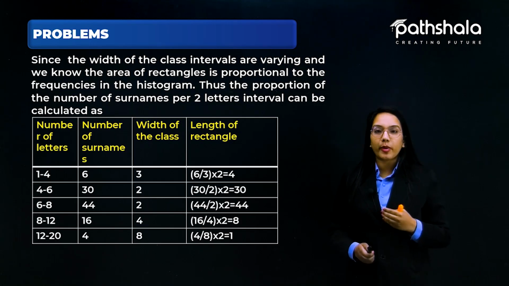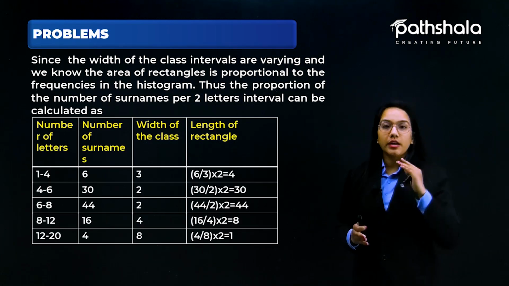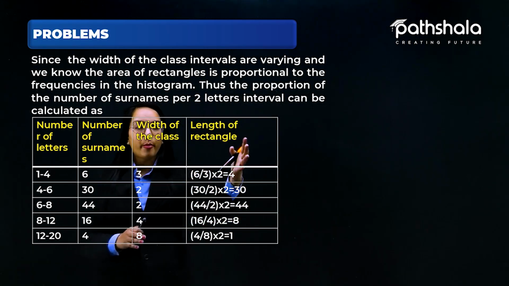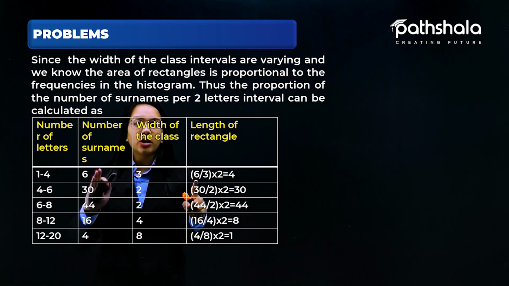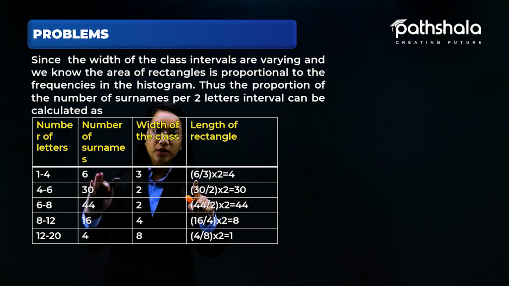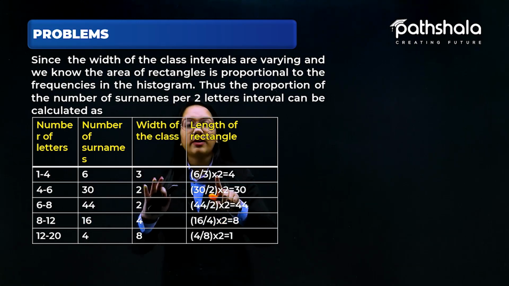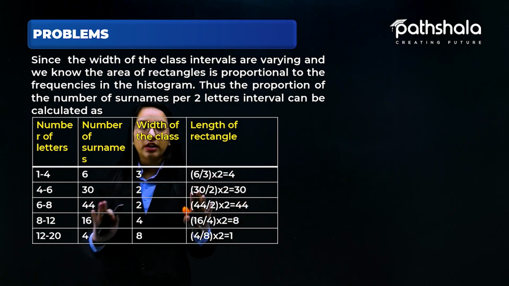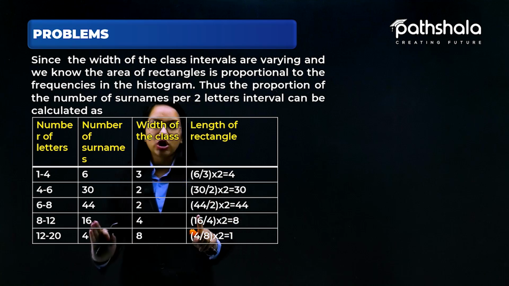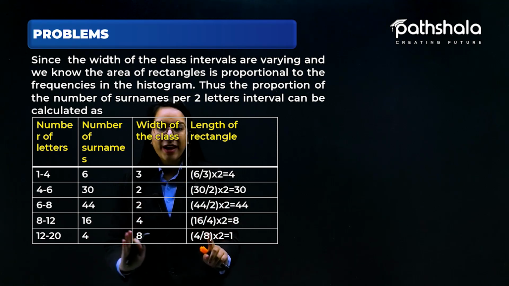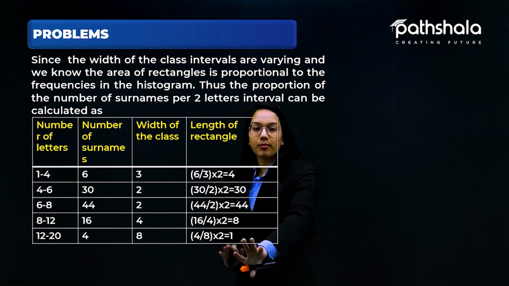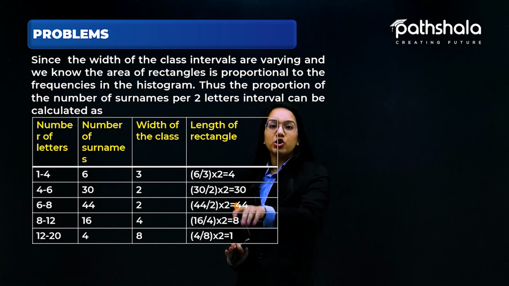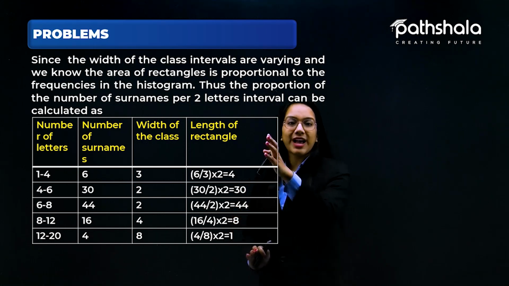Let us form a table with the number of letters, the number of surnames, and the widths. Let's find the length of the rectangle, which should be proportionate. It is the number of surnames divided by the width, multiplied by 2, since we have taken a 2-letter interval. So 6 by 3 into 2 is 4. Again, 30 by 2 into 2 is 30, and 44 by 2 into 2 is 44. 16 by 4 into 2 is 8, and 4 by 8 into 2 is 1. Now the modified lengths of the rectangles are 4, 30, 44, 8 and 1.